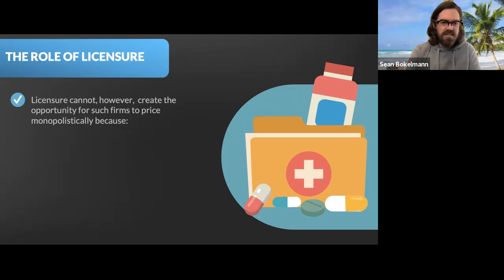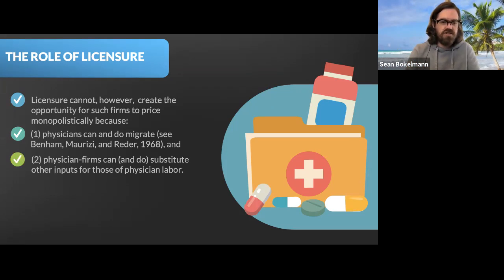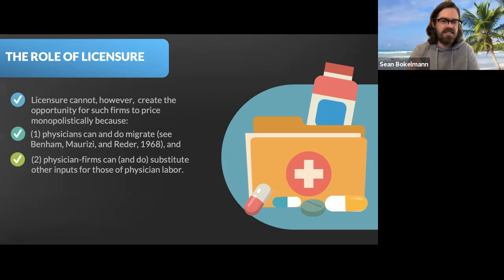But this can't really explain the opportunity for firms to price as monopolies. There are two main reasons for that. The first is that physicians can and do migrate, so they do change location. And additionally, physician firms can and do substitute other inputs for physician labor. So physician's assistants, nurse practitioners, those sorts of things, all of which don't require licensure, right? They just have to be part of a practice that has a licensed physician nearby, essentially. So this licensing aspect can't create the monopoly opportunity, it has to be something else.